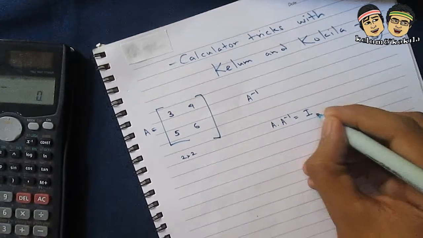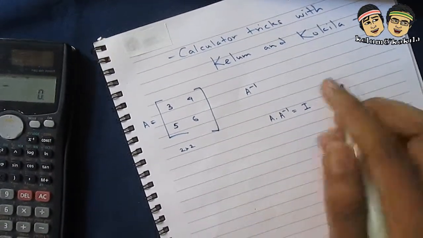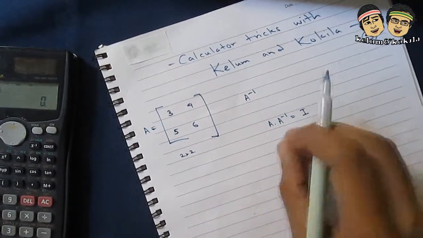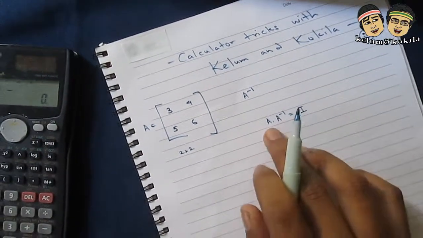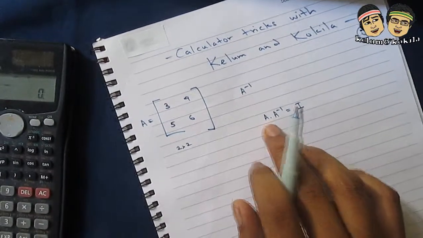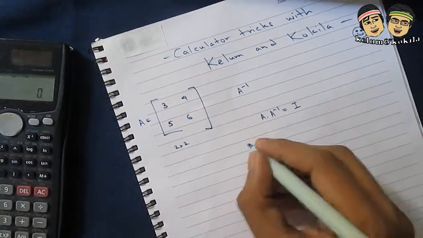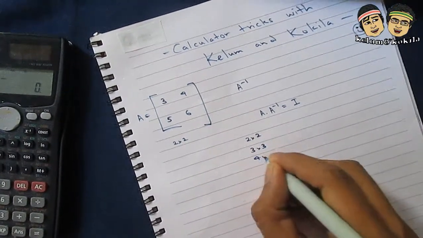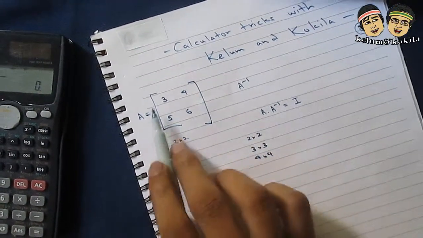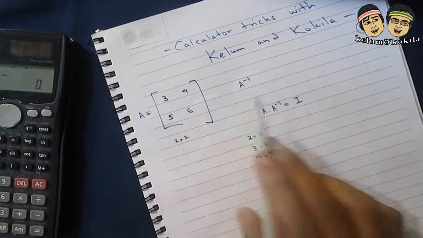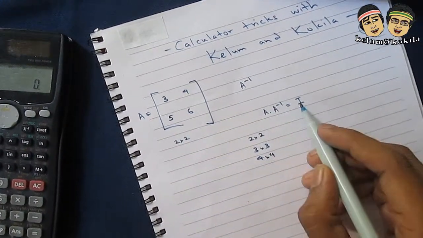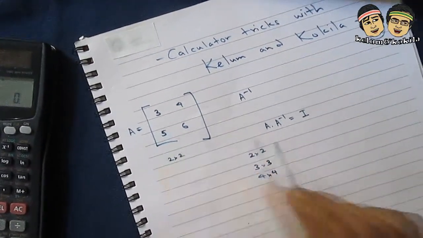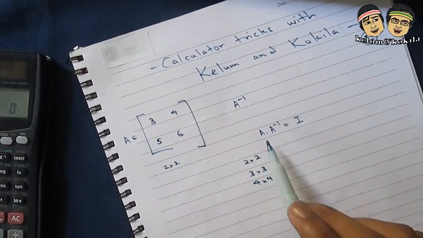the output should be an identity matrix. Okay, what an identity matrix is, before that, to calculate an inverse of a matrix, the matrix should be a square matrix. Square matrix means it should be either 2 by 2, 3 by 3, 4 by 4, or something like that, which means the number of rows and the number of columns should be equal. So to calculate an inverse, definitely you have to have a square matrix.